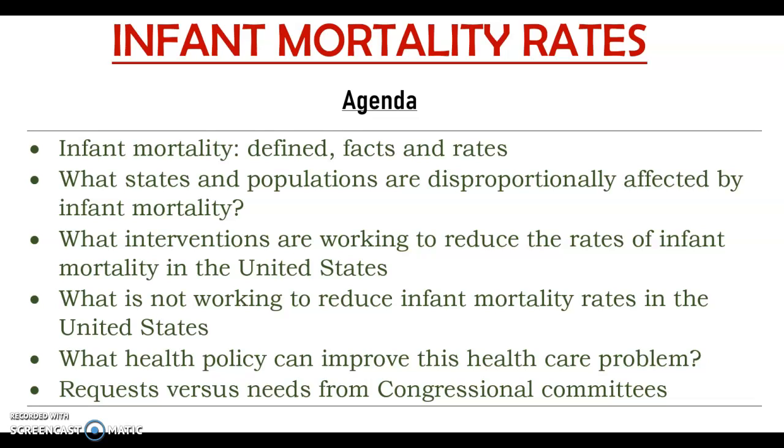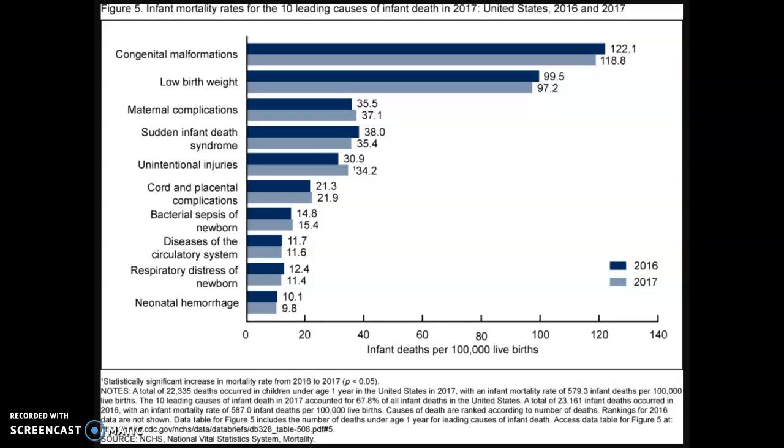If you make it to your first birthday, the next increase in mortality wouldn't be until the 5th decade of life. This image shows the leading causes of infant mortality. The top 5 are birth defects, preterm births, pregnancy complications, sudden infant death syndrome, also known as SIDS, and injuries to infants.